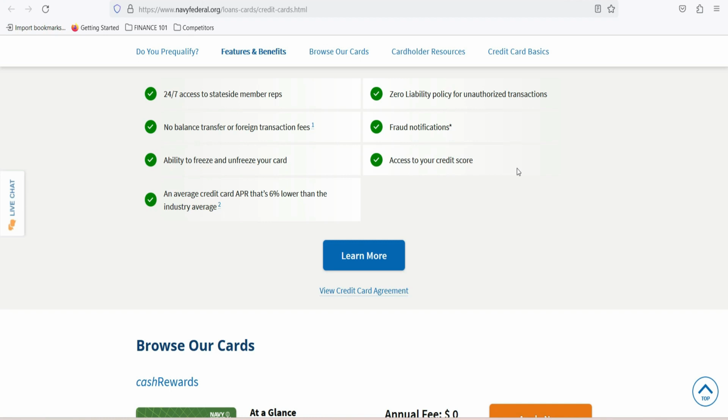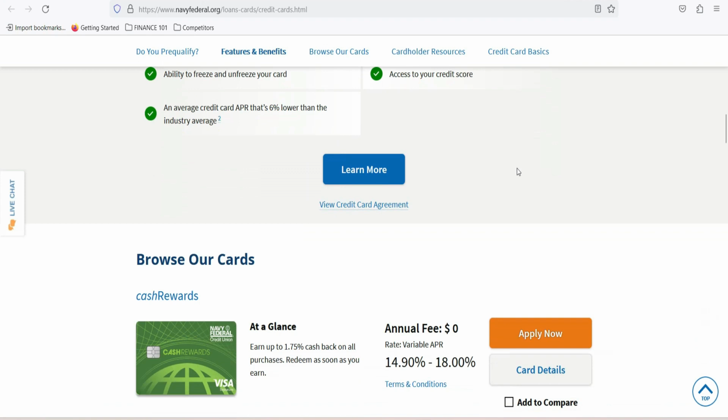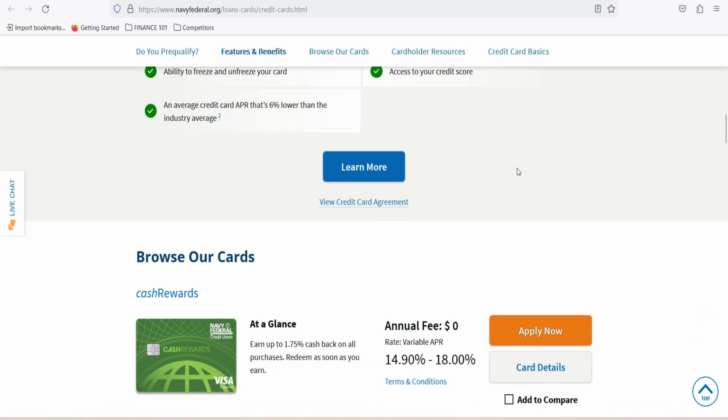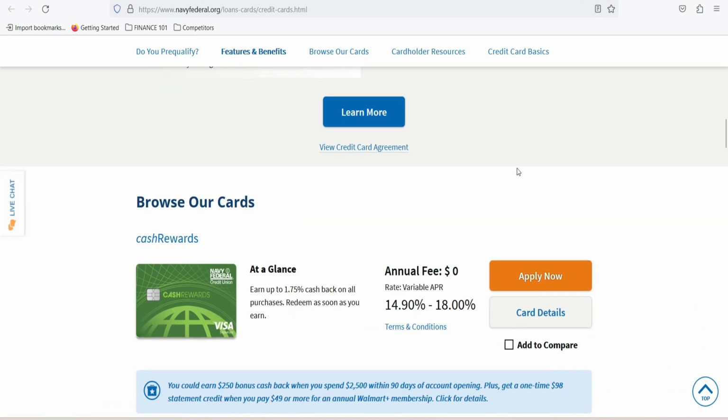4. Apply online or in branch. Once you've become a Navy Federal Credit Union member and selected the right credit card, you can proceed with the application. Navy Federal provides an online application process, allowing you to apply from the comfort of your home. Alternatively, you can visit a Navy Federal branch to apply in person.